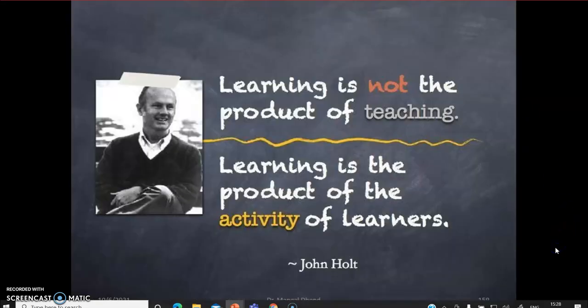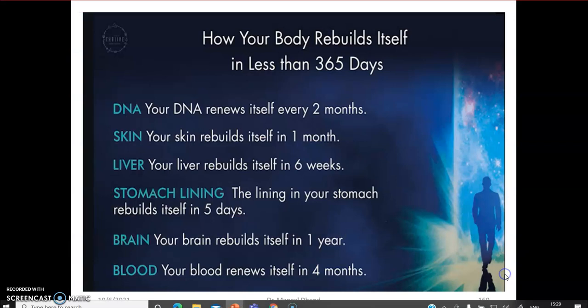So learning is not a product of teaching. If we are just showing PPT and covering it, that is called teaching. But learning is not a product of teaching. Learning is the product of the activity of learners. So activities are very important, as John Holt has said. If you do not do activity, you will not learn.